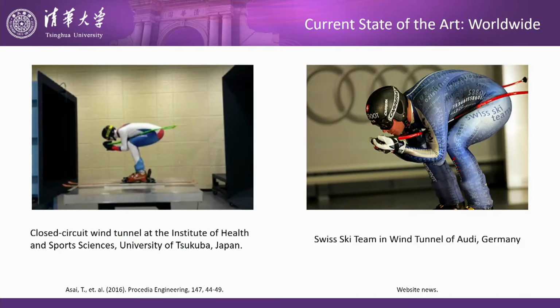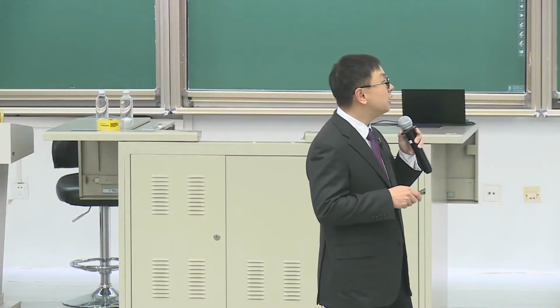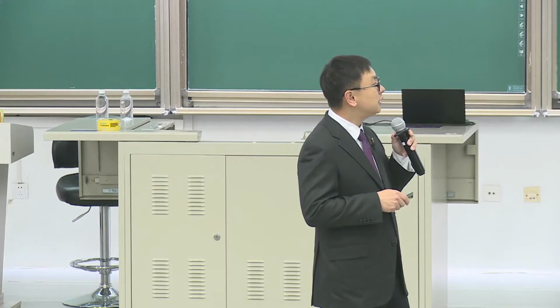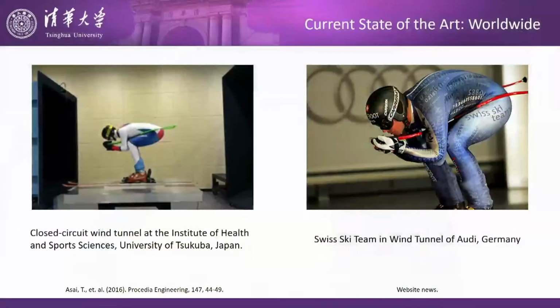In Japan, the University of Tsukuba has a wind tunnel, and they do downhill tests. Also, some companies' wind tunnels are open to athletes, like Audi in Germany and Specialized in the US. Specialized is a famous bicycle brand, and they have their own wind tunnel to test bicycles. Belgium also has the Flanders Bike Valley. All right, so this is the world.